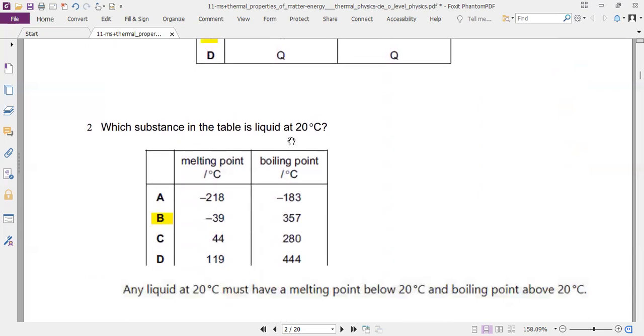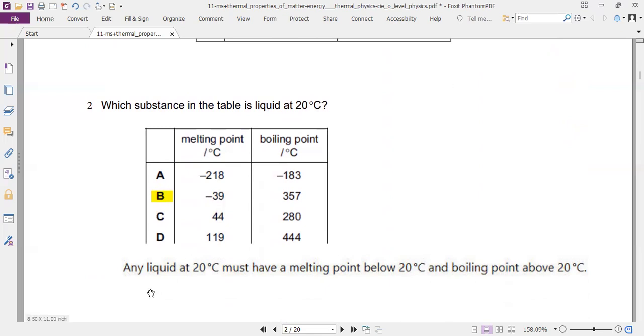This question, which substance is liquid? So any liquid at 20 must have a melting point below 20. B has this. And boiling point above 20. So we talk about the liquid, so only this will suffice. Don't worry about the boiling point.